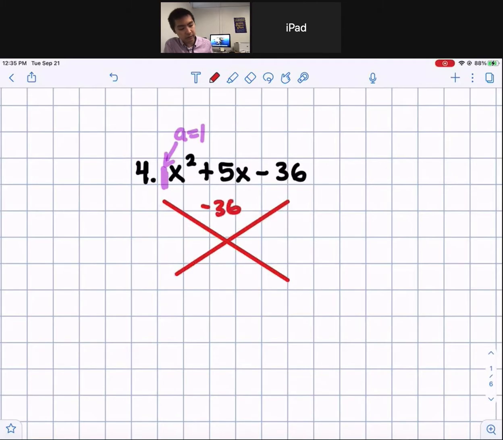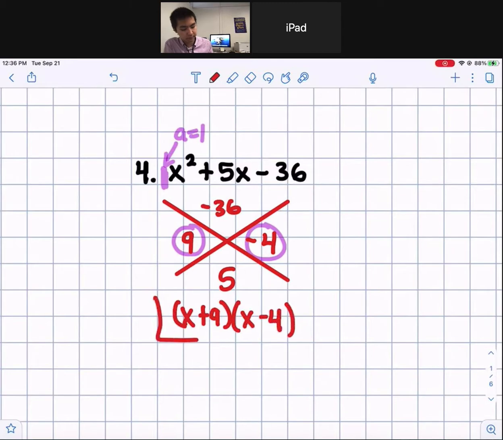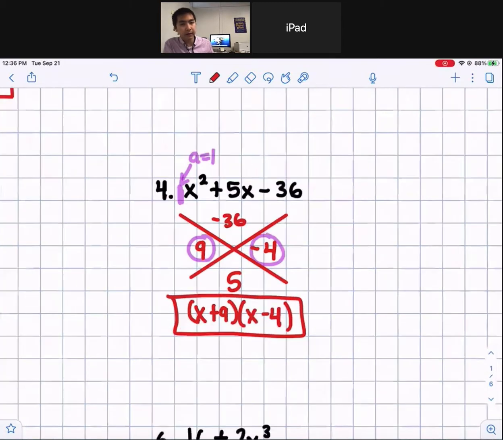Negative 36 up top, 5 on the bottom. The 2 numbers that multiply to give you negative 36, but when you add give you positive 5, are 9 and negative 4. And again, since a is equal to 1, we just use the 2 side numbers. x plus 9, x minus 4. Okay.